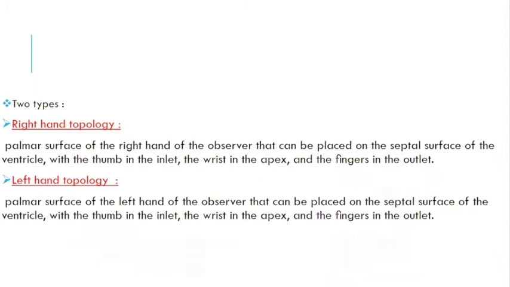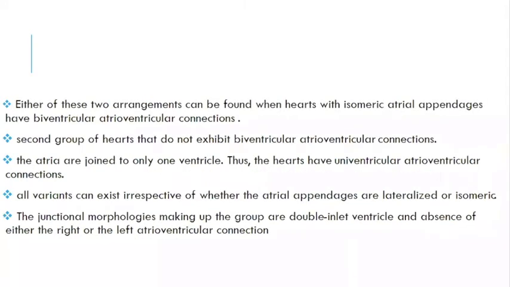Just reading what we said: in the right-handed topology, the palmar surface of the right hand of the observer can be placed on the septal surface of the ventricle with the thumb in the inlet, the wrist in the apex, and the fingers in the outlet. Left-handed topology, the palmar surface of the left hand of the observer can be placed on the septal surface of the ventricle with the thumb in the inlet, the wrist in the apex, and the fingers in the outlet. Either of these two arrangements can be found when the hearts with isomeric atrial appendages have biventricular atrioventricular connections.